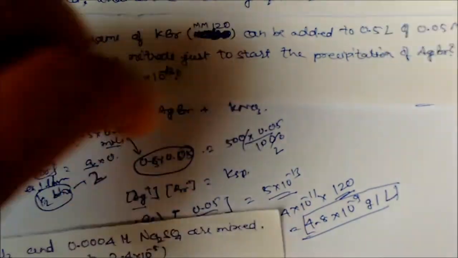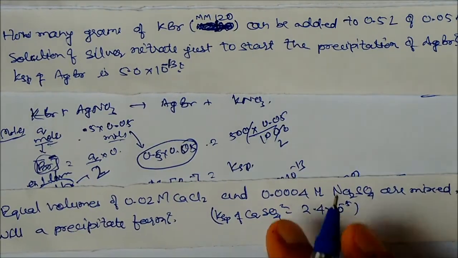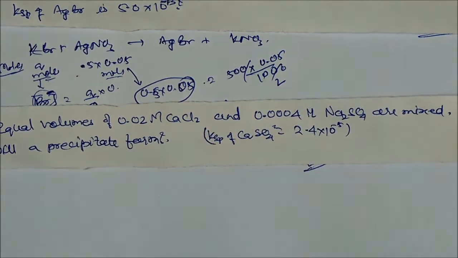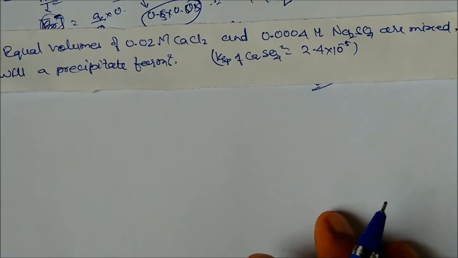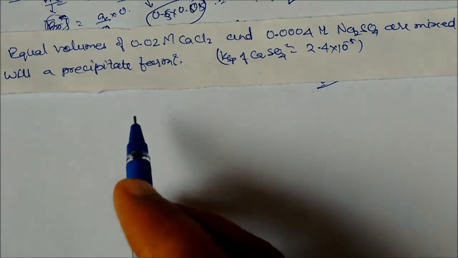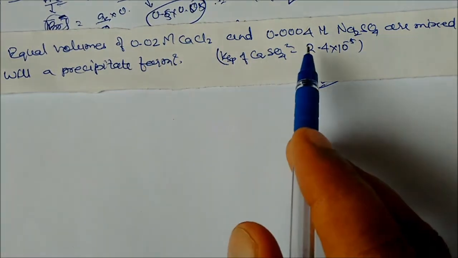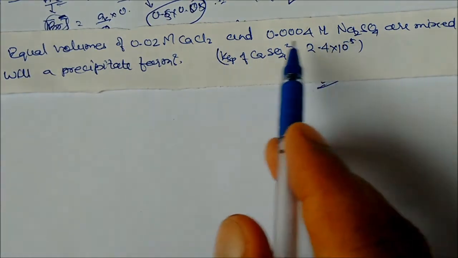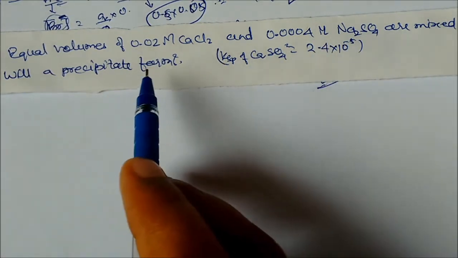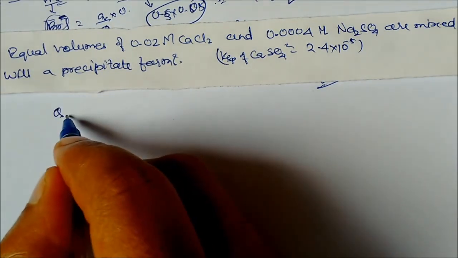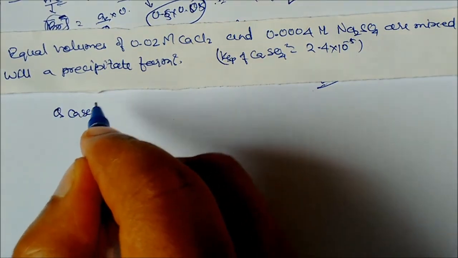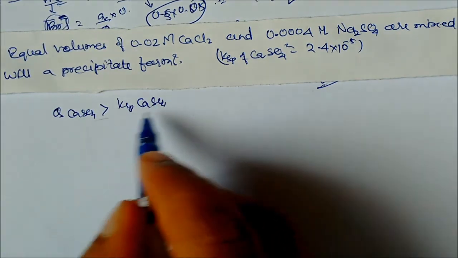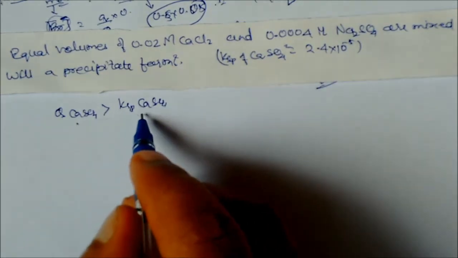Now we'll see the next problem. Equal volumes of 0.02 molarity calcium chloride and 0.004 molarity sodium sulfate are mixed. Will a precipitate form? When these two react with each other, will precipitate form? To form the precipitate, the Q of calcium sulfate should be greater than the KSP of calcium sulfate. If it is equal, then it is soluble in water. If it is greater, then it will form precipitate.